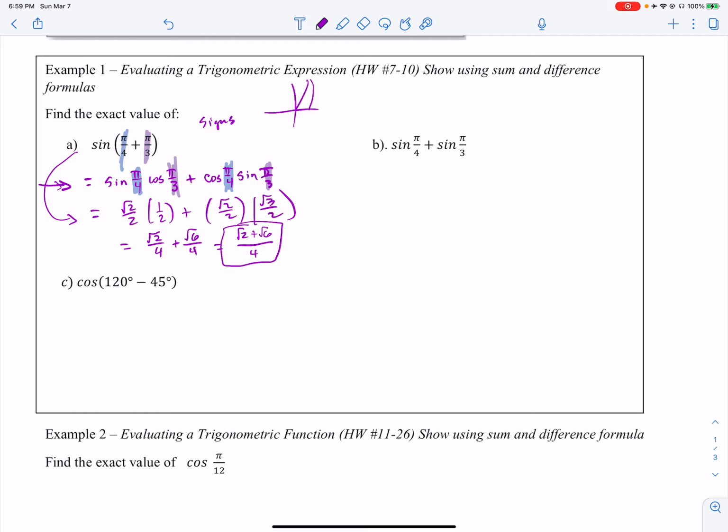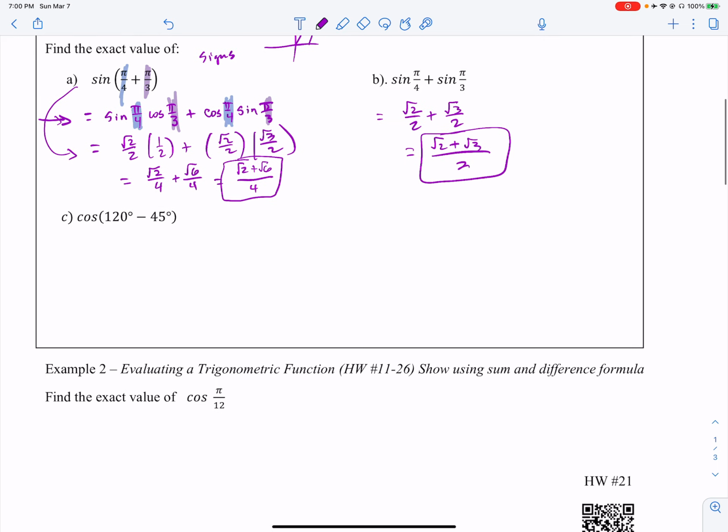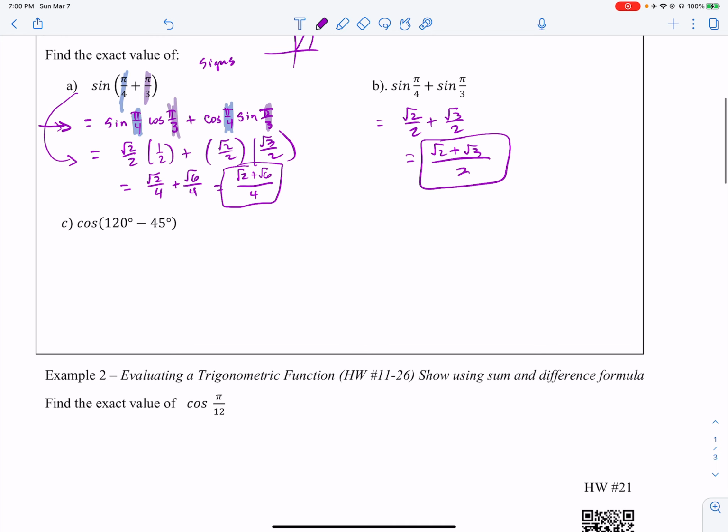Now, compare this to part B, where we have sine of pi fourths plus sine of pi thirds. In this one, it's not a sum of angles, it's a sum of two sine values, and it would be root 2 over 2 plus, then the sine of pi thirds is root 3 over 2, which we could write as root 2 plus root 3 all over 2. And again, you can't add the root 2 plus root 3, and that would be different, but that's not using the sum and difference formulas.